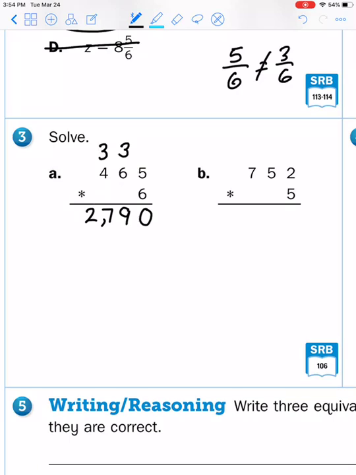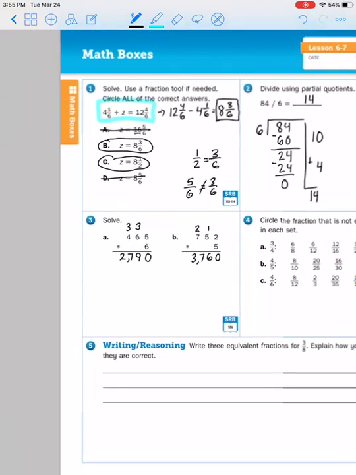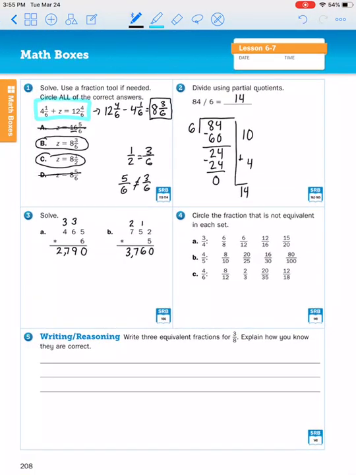All right, let's go on to B. The number model is 752 times 5. So I know that 2 times 5 is 10. Carry the 1. 5 times 5 is 25, plus 1 is 26. So I have to bring up that 2. And 7 times 5 is 35, plus 2 gives me 37. So my total is 3,760.